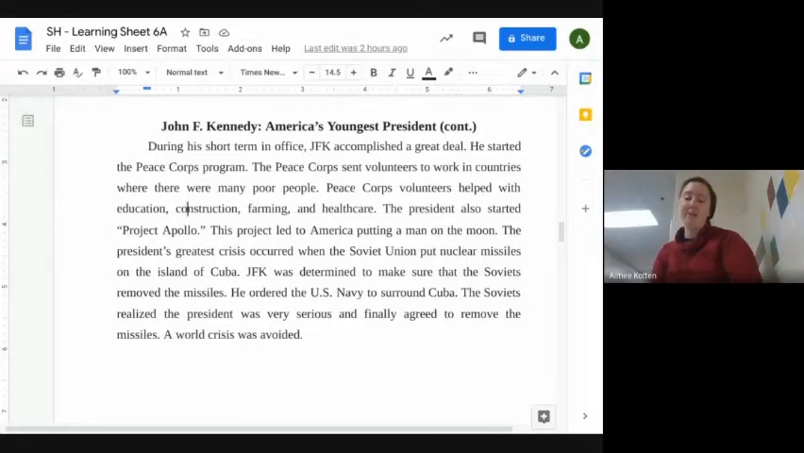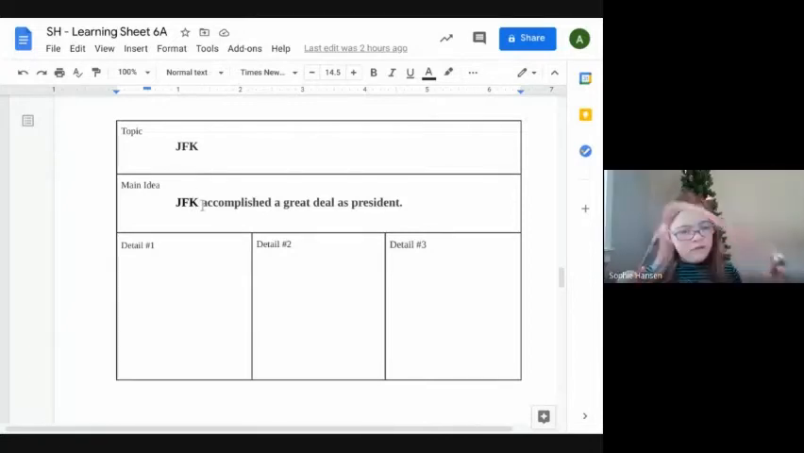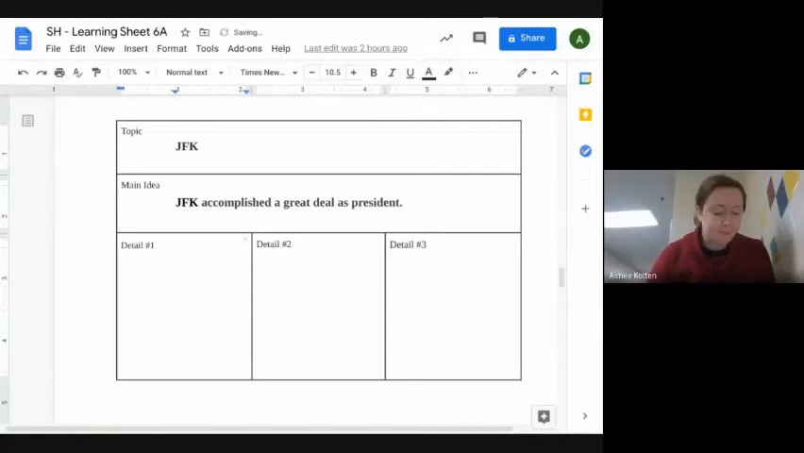Okay. Yeah. Today, let's focus on Belle and her reading, okay? So we are going to find some details in our passage because we read the paragraph out loud. Details. Now let's read the topic. Our topic is JFK, and our main idea is JFK accomplished a great deal as president. You are correct. So now you have to ask, what information in this paragraph tells me about the main idea?